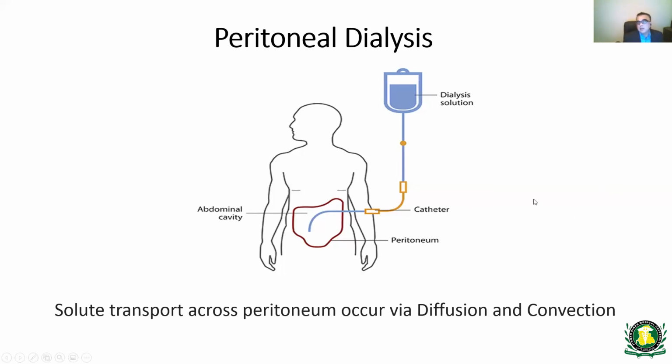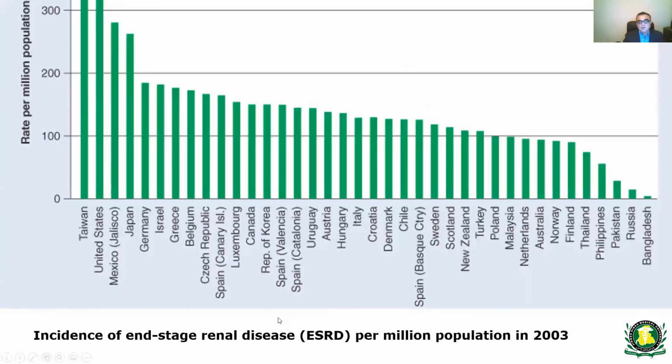And overall, those patients who do the dialysis at home, they do much better because they are at home, and they don't have to travel to a center to get dialysis 3 times a week. This is data showing the ESRD population in 2003 from the countries that were available. You can see Taiwan versus Bangladesh.